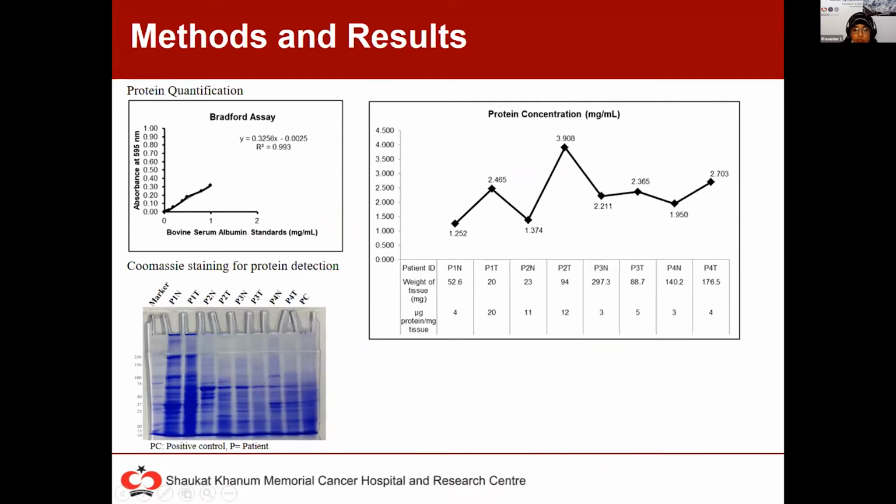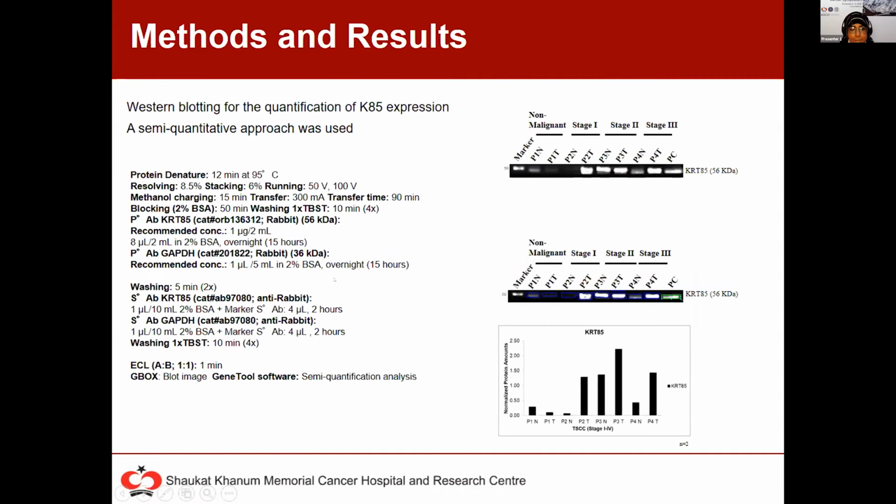This graph shows the concentration of protein in each sample. Western blotting was performed for the quantification of K85 expression. The image shows the results of representative patients, and we did the image analysis through the GeneTools software and created the bar chart, which shows the variation in KRT85 in different stages.